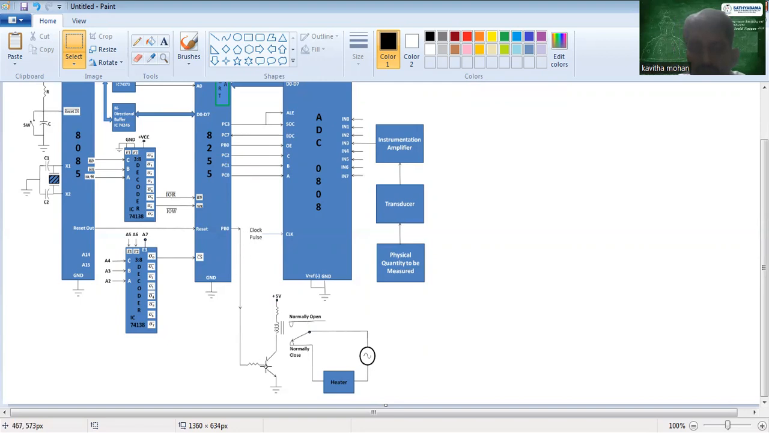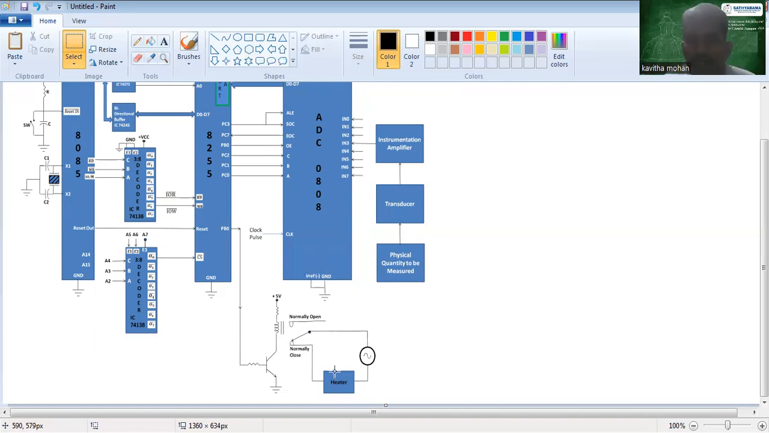signal to turn on the transistor with the help of the base signal. So once the transistor is turned on, then this coil of the relay will be energized. If it is energized, that means it will be attracted towards the normally open contact. So as per the signal from the 8085, this relay is operated accordingly. The heater is turned on or turned off.